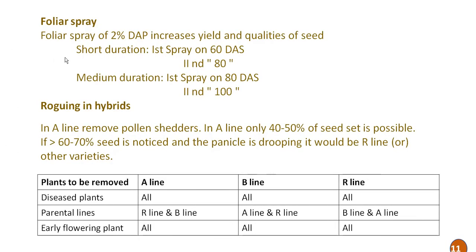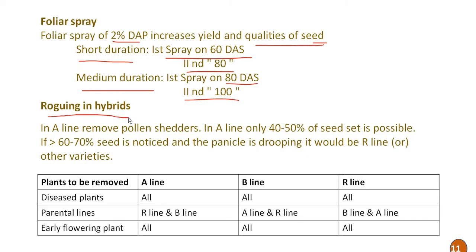Then foliar spray of 2% DAP increases the yield and quality of seed. For that, in case of a short duration variety, the first spray is at 60 days after sowing, and the second at 80 days after sowing. In case of a medium duration variety, the first spray is given at 80 days after sowing, and the second at 100 days after sowing. Next important is rogueing in hybrids.